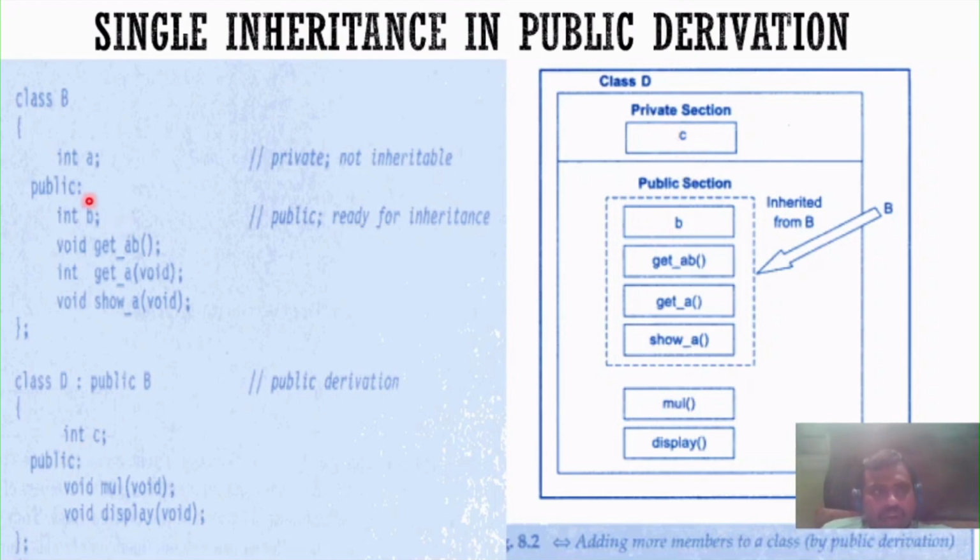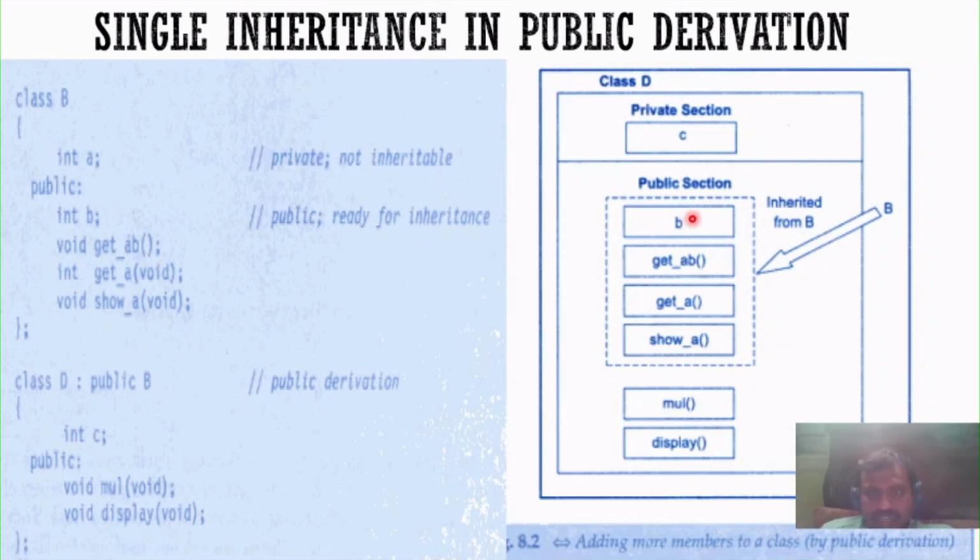Now, all the private members are not at all inheritable. Int A is not at all inheritable, as you know, right? As you can see in class D, we have only one private data member, that is int C. Now, as we know, int A is not inheritable, it is a private data member of the class B, so it is not inherited here. Now, all the member functions and data members which are in public sections are inherited to the class D.